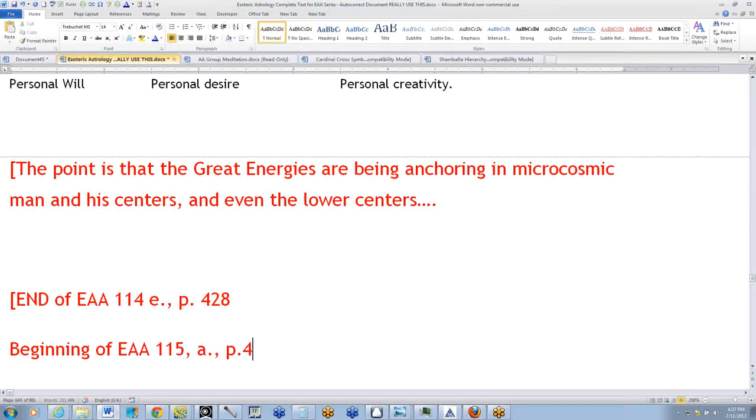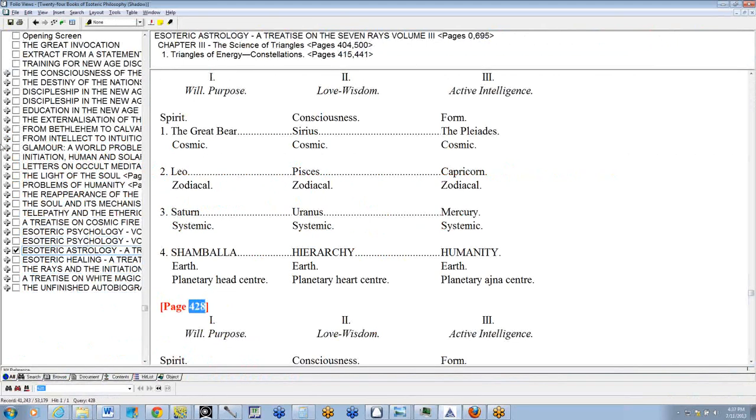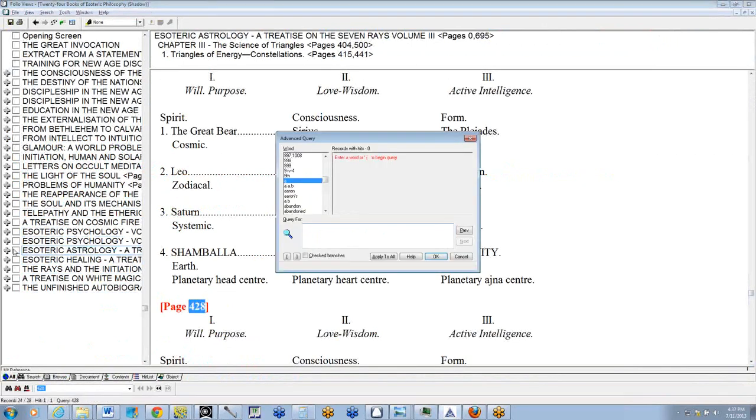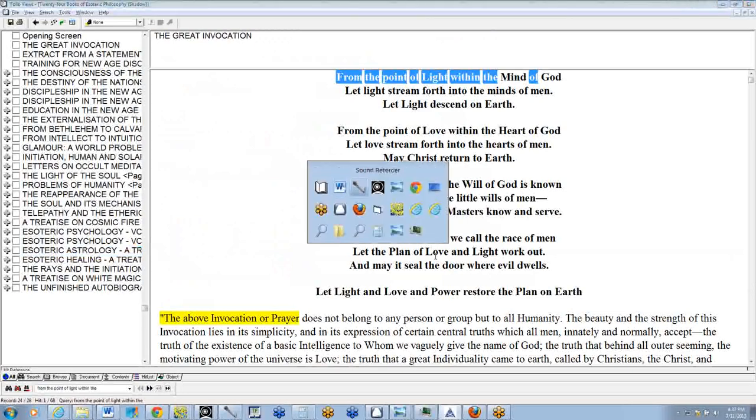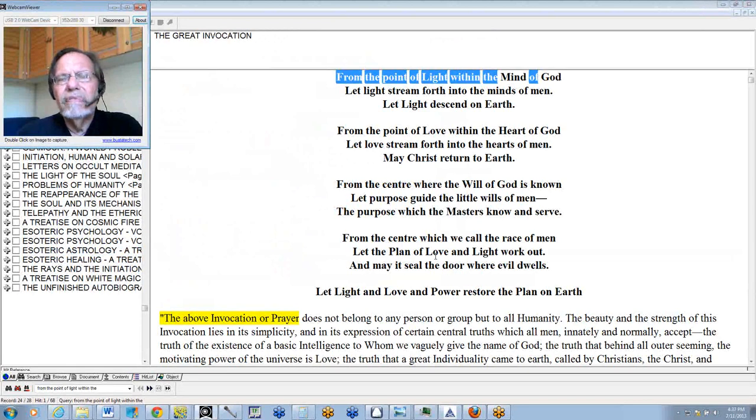That's a big enough program, and we don't want anything to happen in the conversion. So what I'd like to do now, just to close, is to sound the Great Invocation after these 5 programs, and then we'll come back and maybe take one last look at this very powerful tabulation, which shows how all the way from the super constellations to the lower centers of man, which are related to his personal life, personal will, personal desire, personal creativity, the high energies ground themselves. And give, says the Tibetan, the promise of fulfillment, the hope of fulfillment and success.